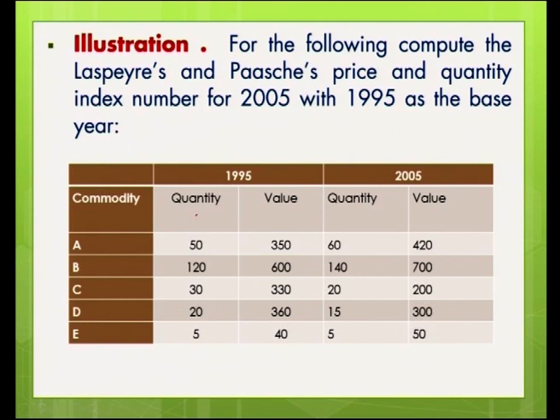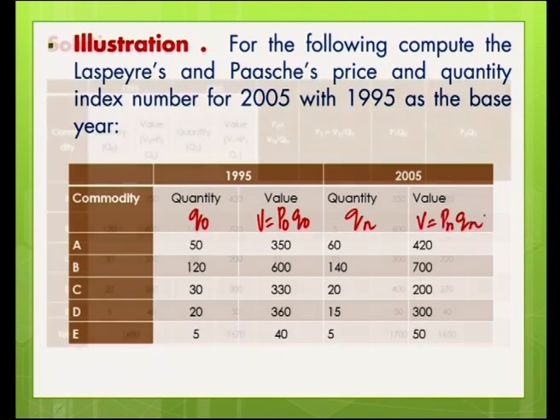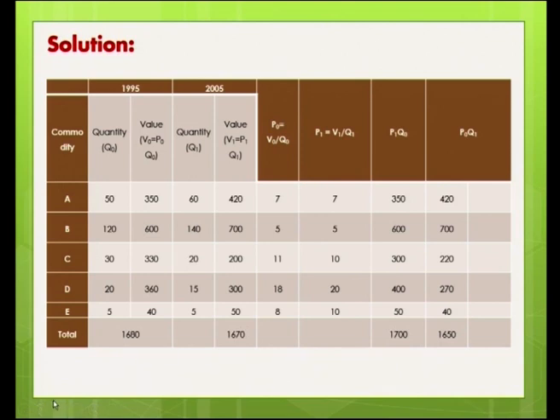So, quantity means you just have to take it as Q naught, and value V is P naught Q naught, and quantity here is taken as Q1 and V here is P1 Q1. You have to just compute the corresponding price values. The commodities are A, B, C, D, E and the quantity values are 50, whatever is given in the question has been written in this tabular column, and P naught 7 is obtained as 350 by 50, that is 350 by 50 is 7.